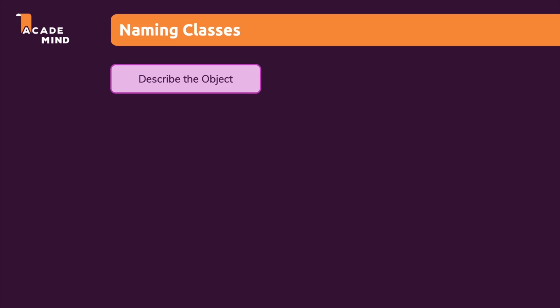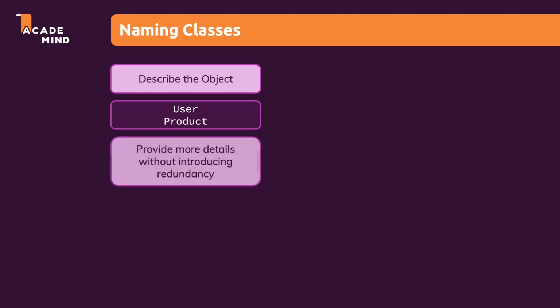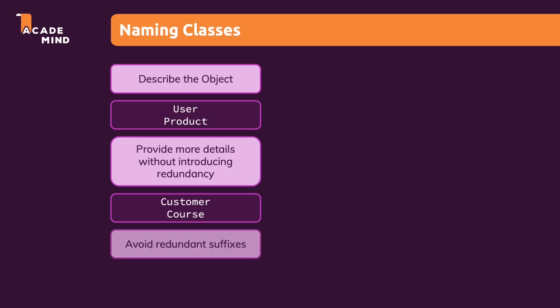Hence, classes might be named something like user or product if they reflect these objects. You can, as always, provide more details if it makes sense and doesn't add redundancy. So your user class could become a customer class, your product class could become a course class if your product is an online course.